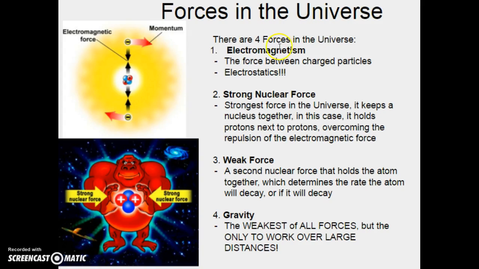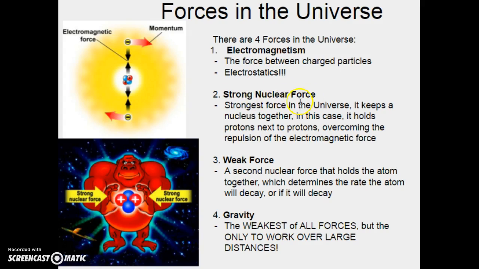So here I can look at the forces in the universe, and we start putting a lot of big concepts together. We can talk about electromagnetism. That's the force that we're going to be studying in this unit. The force between charged particles. This is what electrostatics is. It involves the forces of charged particles. Opposites are going to attract. Like charges are going to repel.